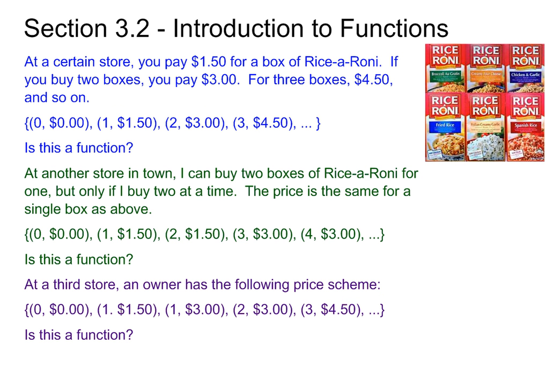Let's say you go to a store. This is an analogy of going to the grocery store, and you pay $1.50 for a box of Rice-A-Roni. That means, of course, if you buy 2 boxes, you're going to be paying $3. For 3 boxes, $4.50, and so on. Is that a function? Well, yeah, sure.